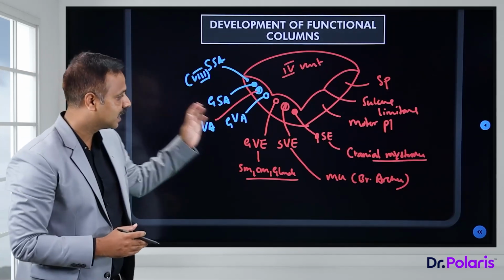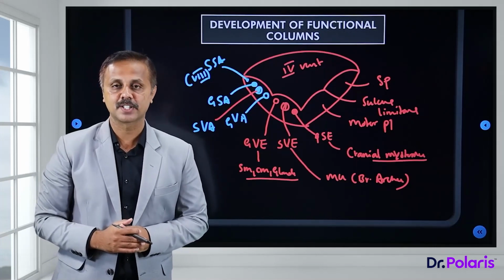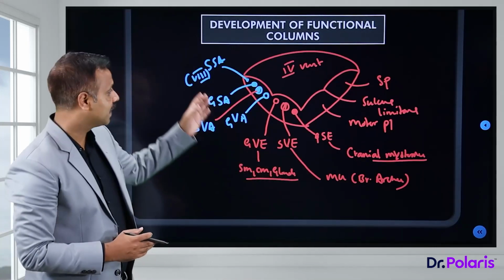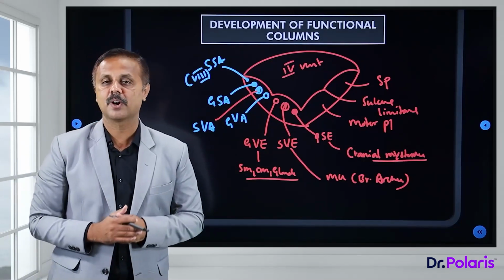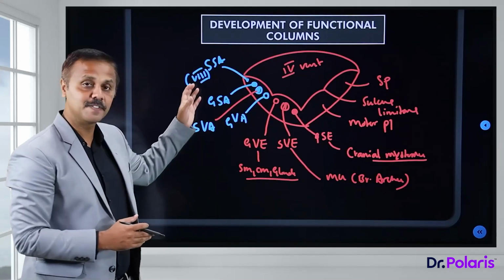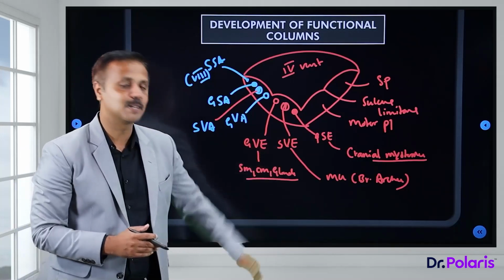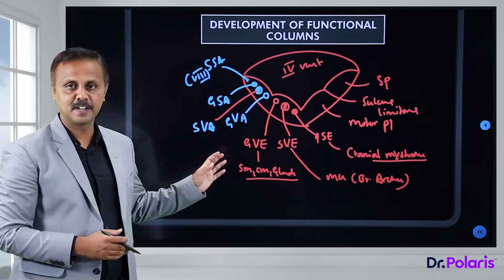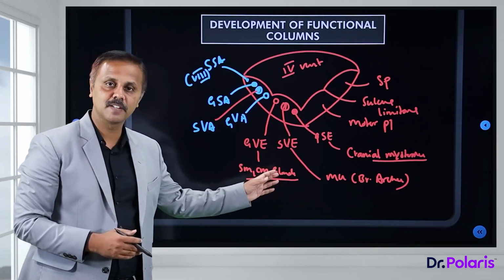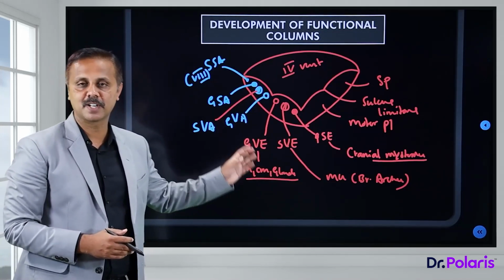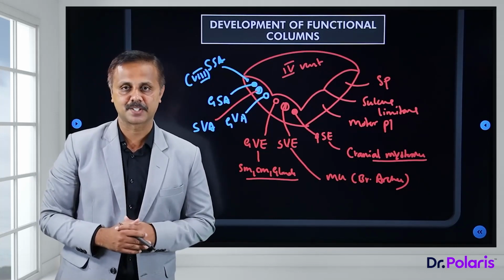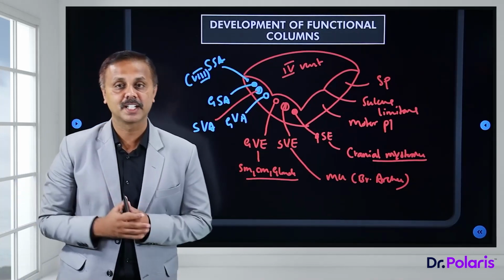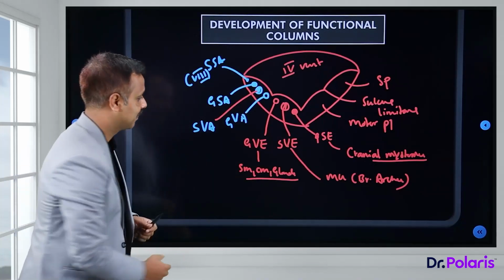This is how the 7 functional columns are formed. So we have 3 efferent columns, which give the motor fibers, and 4 afferent columns, which give sensory fibers. So each cranial nerve may contain a single functional column or multiple functional columns depending on its functions. Let's try to learn about these functional columns and what cranial nerve nuclei they represent.